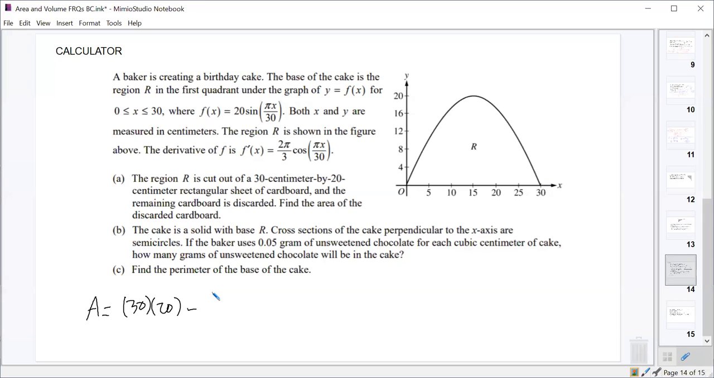So region R should just be an integral from 0 to 30 of that function that they gave us, which is 20 sine(pi x over 30) dx. And since this is a calculator question, just let your calculator do the work for you there. 600 minus that integral came out to be 218.028 centimeters squared. Good or no?